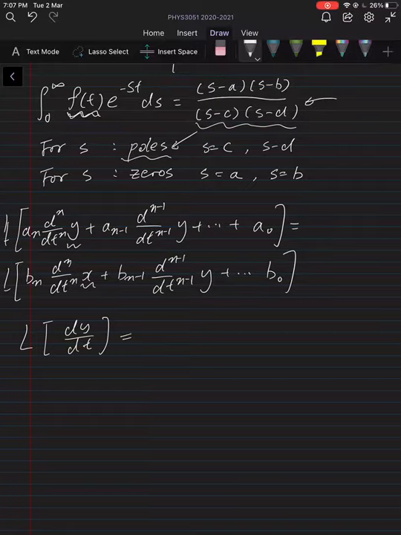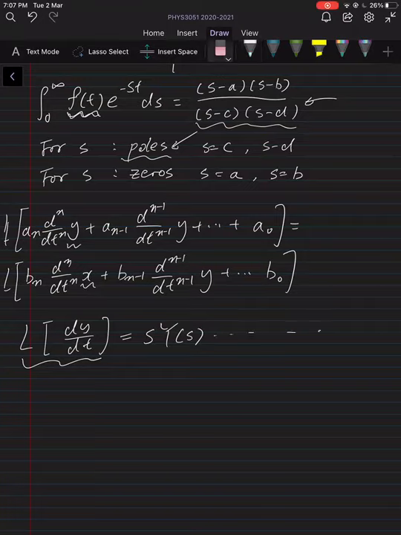Can you repeat the question? What is the Laplace transform of the time derivative of a function y? Oh, it's s times L of y plus f of 0. Right. So let me write it as y of s. There are some other terms that depend on the initial condition.